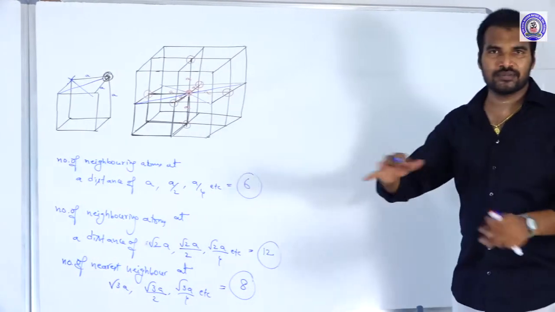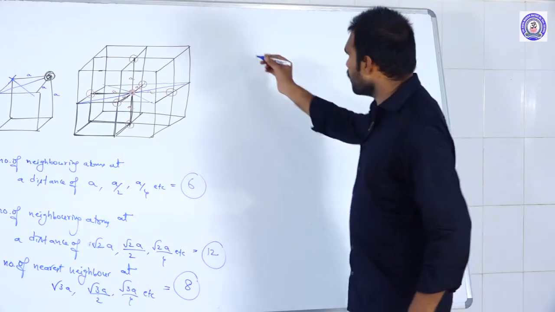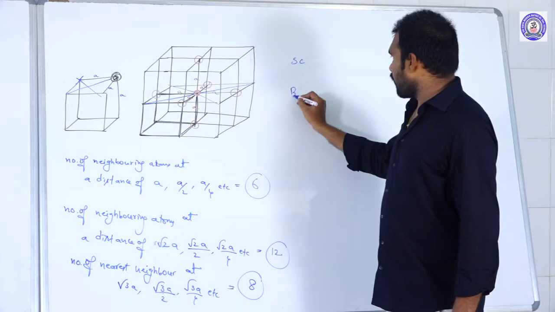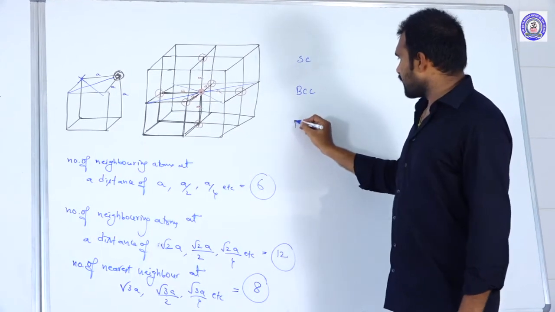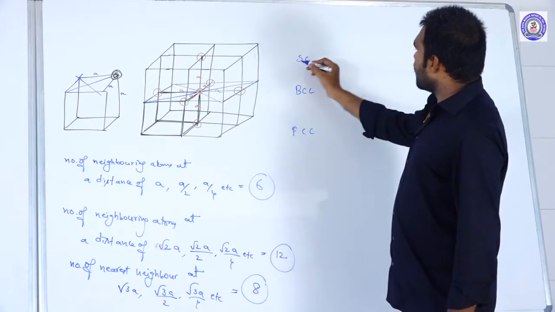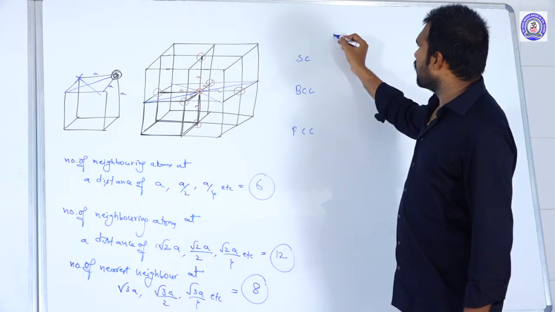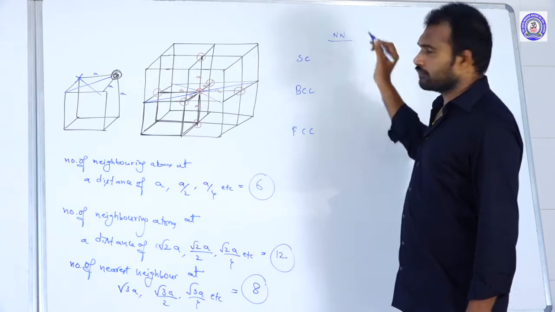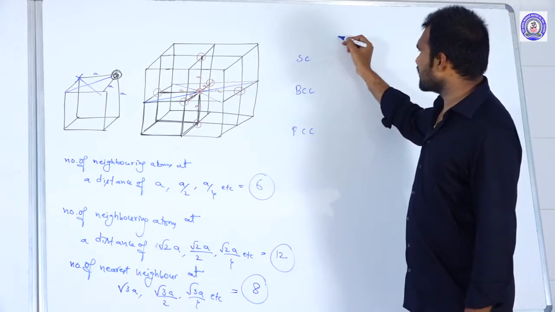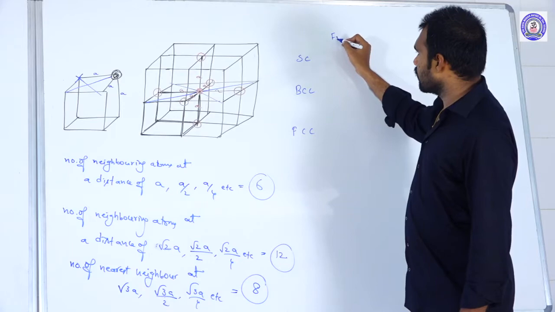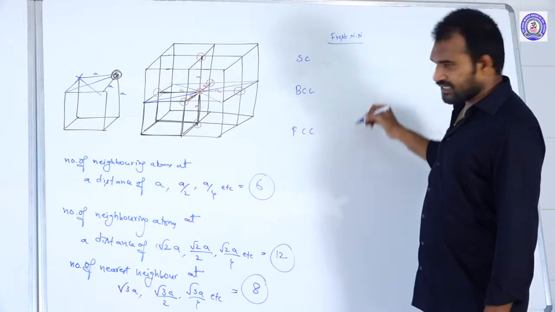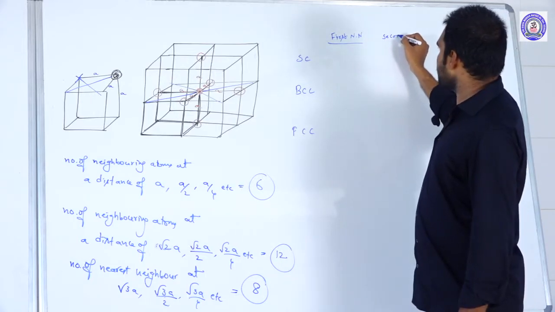in simple cube, FCC, BCC, etc. Let us see. First of all, SC, simple cubic unit. Next one, body centered cubic. Next one, face centered cubic. So first of all, simple cubic if you take nearest neighbor, or else at a distance of first nearest neighbors. First nearest neighbors and its distance. Second nearest neighbors.